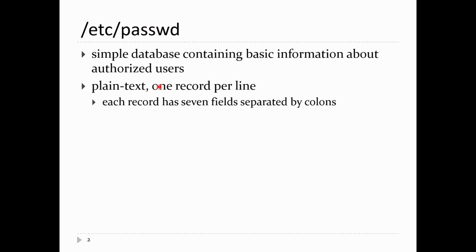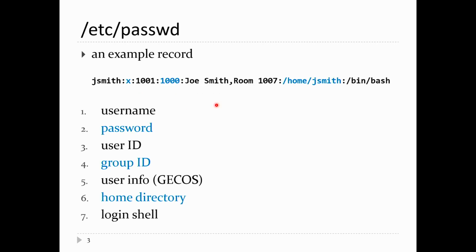This file has a very specific format. It's plain text, one record per line. Each record has 7 fields separated by colons. So there's an example of an actual user. The first field is the username. The next field used to be the password. It's now almost always an X. Then the user ID, which is just an unsigned number, and the group ID, which is an unsigned number.